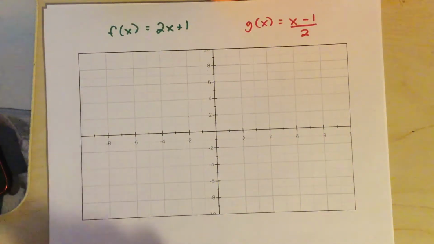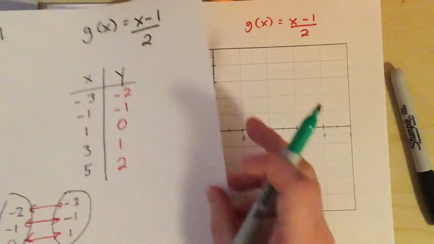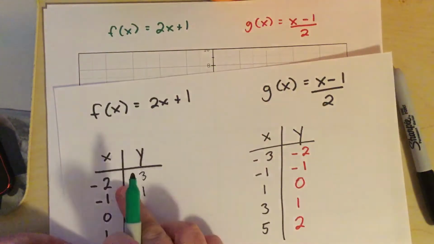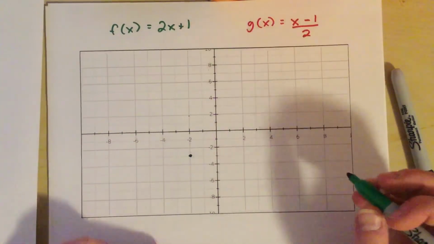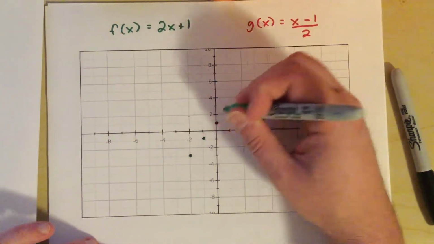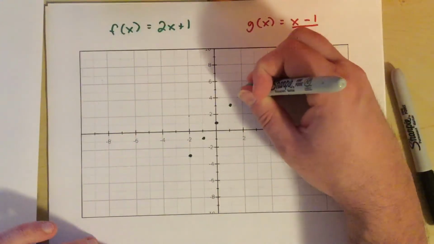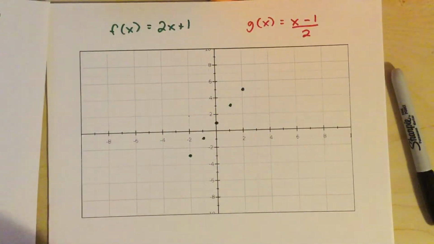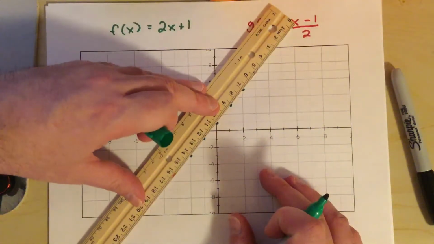So graphically, what does this mean? I have a grid here. What I'm going to do is plot these points. For f of x is 2x minus 1, we have -2, -3, which is over there. -1, -1, 0, 1, 1, 3, and 2, 5. And lo and behold, y equals mx plus b, it makes a line.